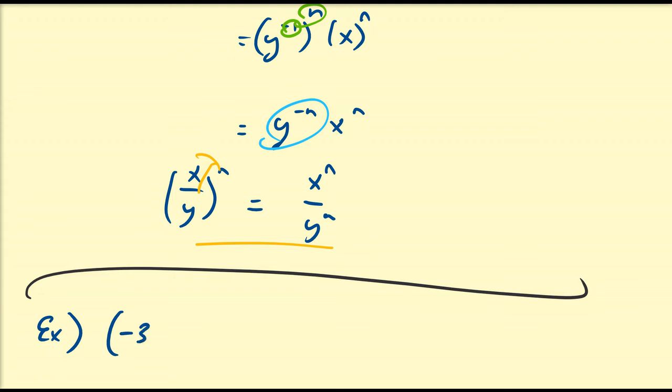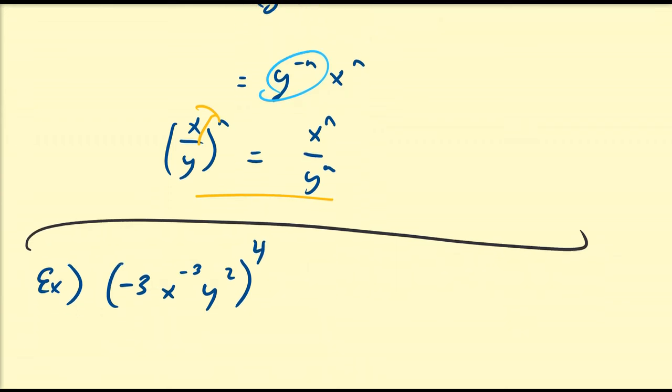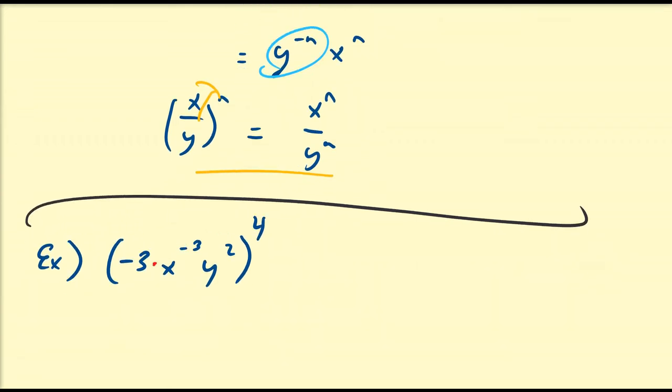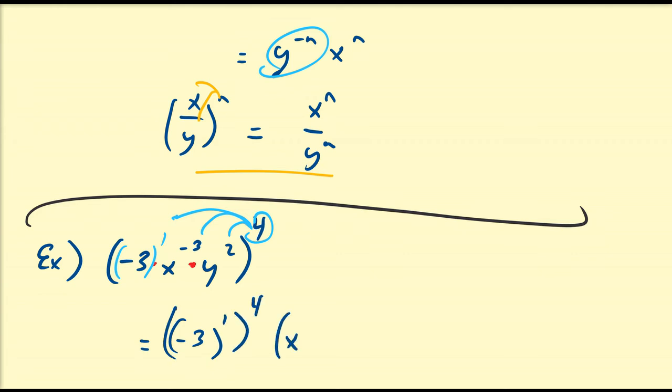So suppose we have (negative 3 x to the minus 3 y squared) all to the power of 4. Notice we're working with all multiplication, so I can distribute this 4 to the power of y, x, and -3. Remember, -3, let's treat it as a quantity, so I'm going to raise that to a power of 1. So I'm going to multiply 4 by 1. So this is going to be (-3 to the power of 1) to the power of 4, x to the minus 3 to the power of 4, y squared to the power of 4.